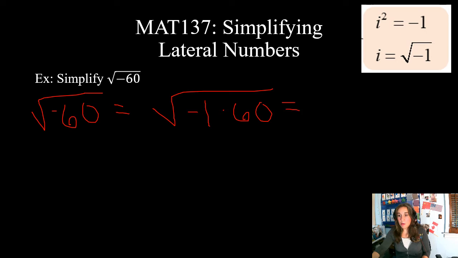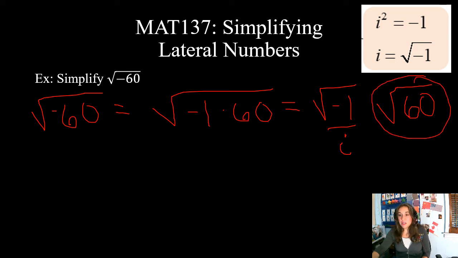And now I'm going to separate my radicals because the rules of radicals allow me to do that. So this is the same thing as the square root of -1 times the square root of 60. Well, I know what the square root of -1 is, right? This first piece, that's i. And I know how to simplify the square root of 60.